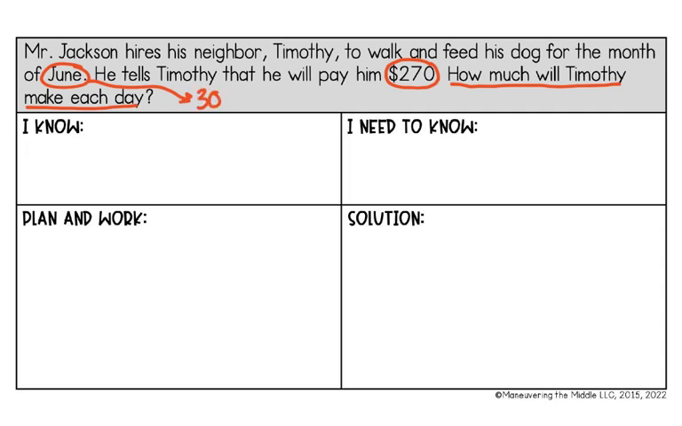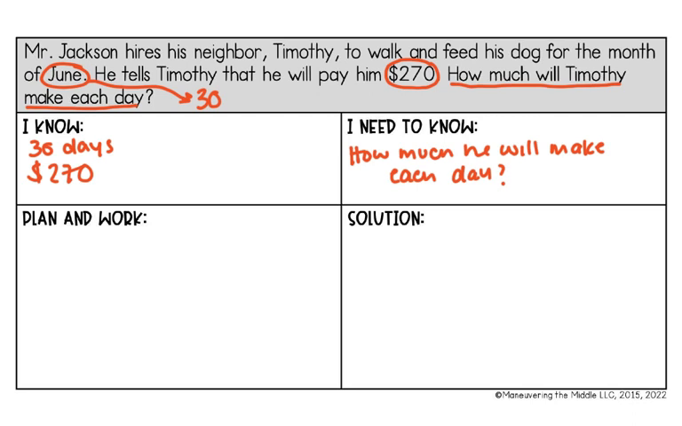So what do we know? He is going to be working for 30 days and he is going to be making a total of $270. So what do we need to know? We need to know how much he will make each day. So now I'm going to go ahead and solve our question. So I'm going to put 30 on the outside and 270 on the inside. 30 cannot go into 2, so I'm going to put a 0. 30 cannot go into 27, so I'm going to put a 0. 30 can go into 270 9 times, and 9 times 30 is 270. Go ahead and subtract, and we get 0.